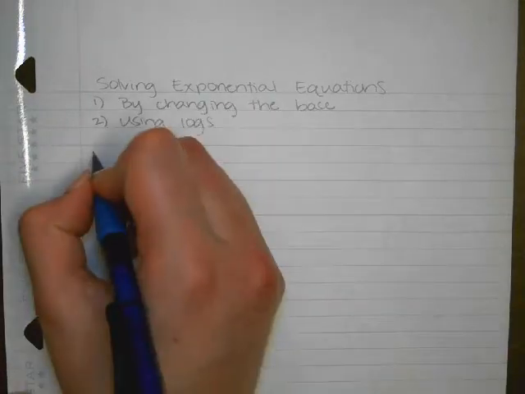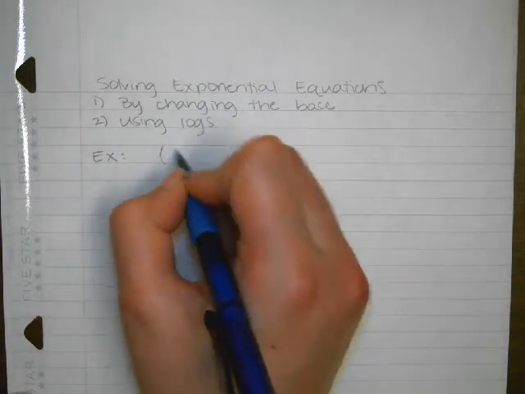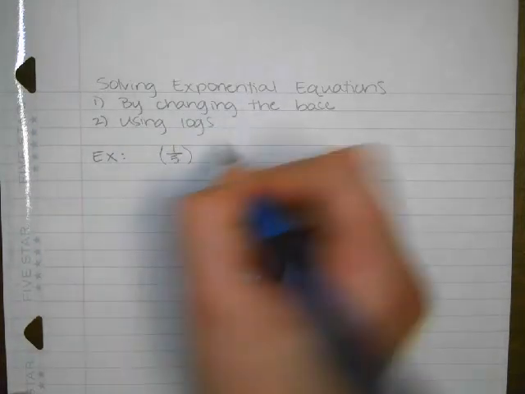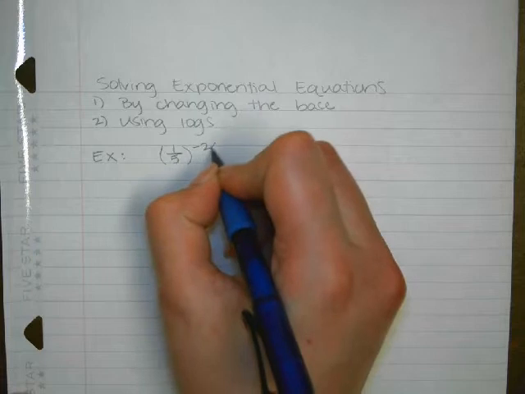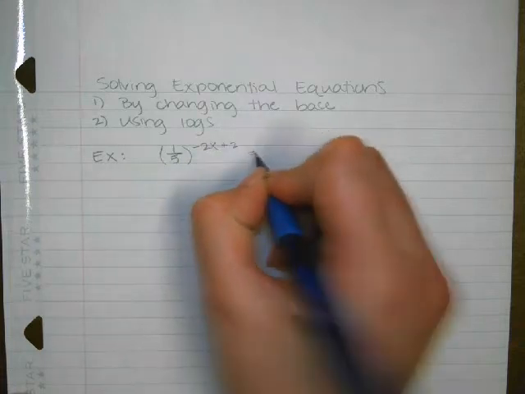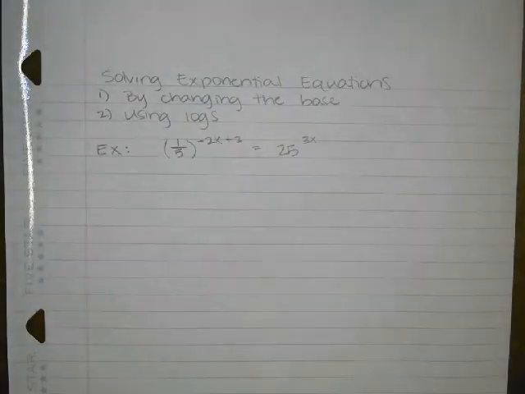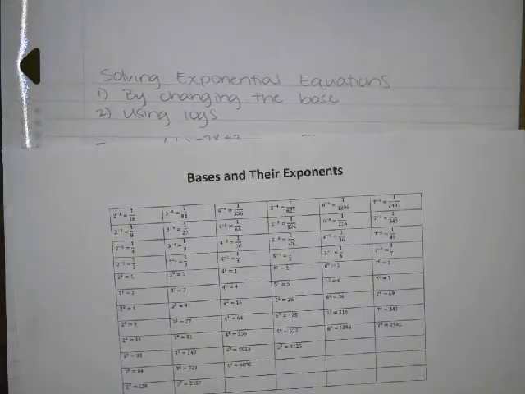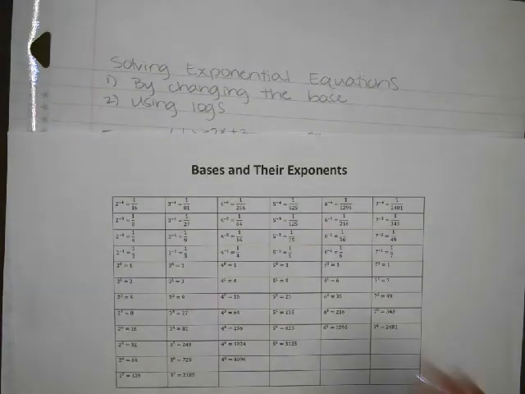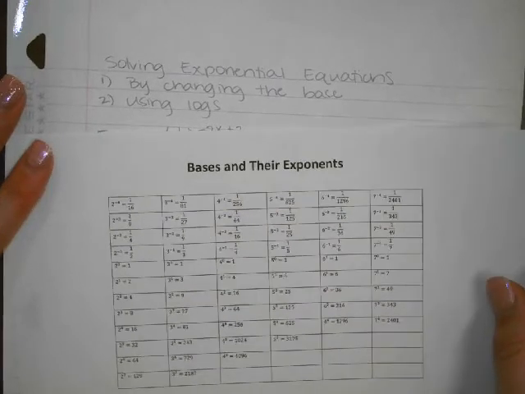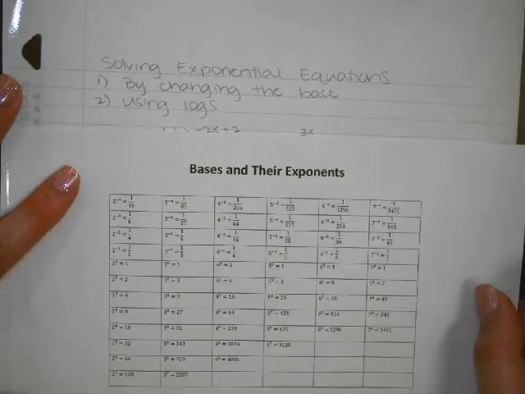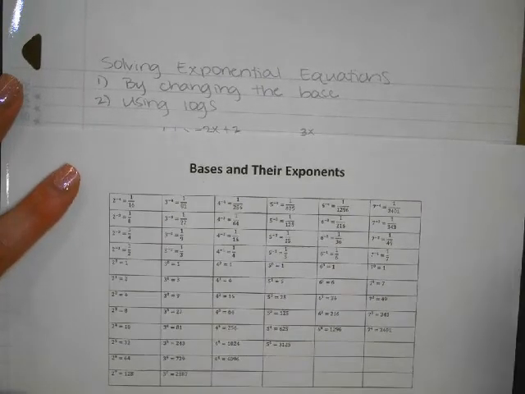So I'm just going to go through a few examples. First example, we're going to solve the equation (1/5)^(-2x+2) = 25^(3x). So first thing, you're going to be using this little chart. I will not give you this chart in a testing situation or a quizzing situation. This is merely for your convenience.